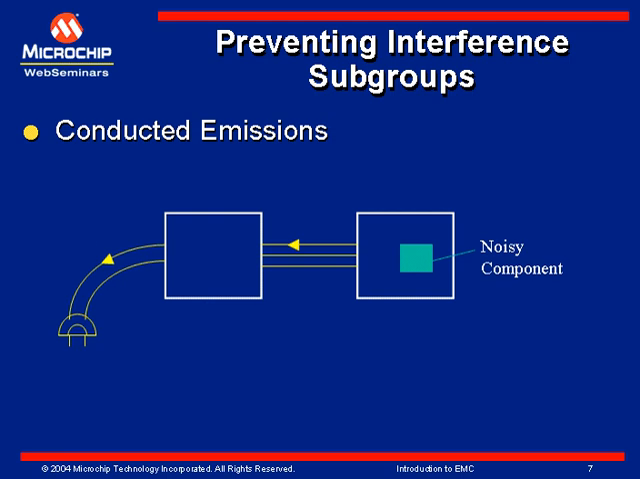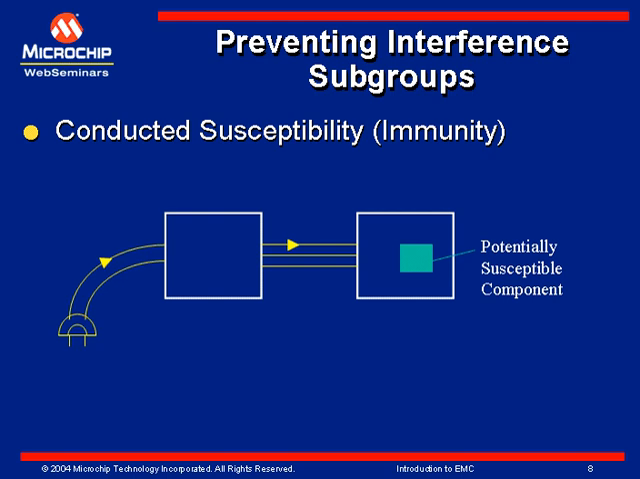Third is conducted emissions. In this case, again, you have a noisy component, but instead of radiating noise in the air, it's generating noise through a conducted path. It can be a power line or cables, and that creates interference with another object. That creates our fourth case, conducted susceptibility. The conducted noise generated by the first object is now creating a problem with this object that's potentially susceptible to the noise generated through conduction.